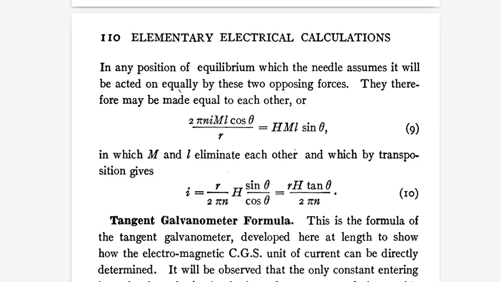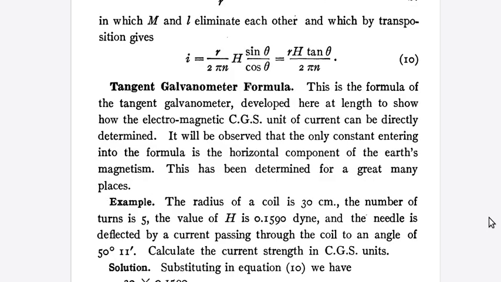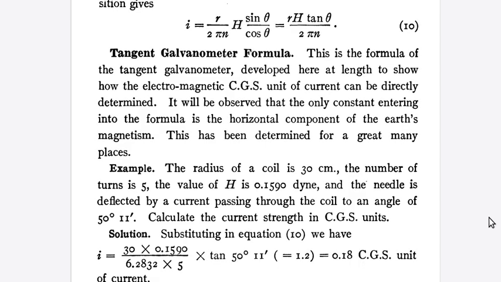Tangent galvanometer formula. This is the formula of the tangent galvanometer, developed here at length to show how the electromagnetic CGS unit of current can be directly determined. It will be observed that the only constant entering into the formula is the horizontal component of the Earth's magnetism. This has been determined for a great many places.